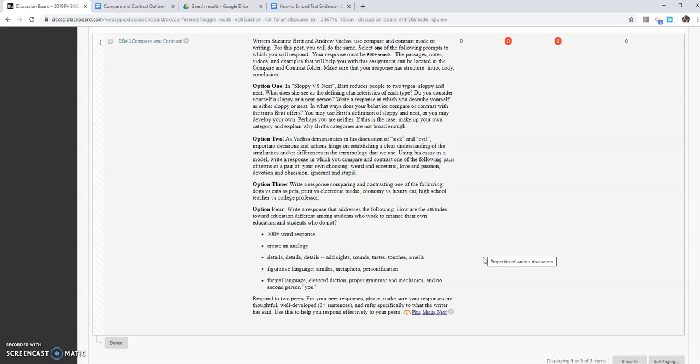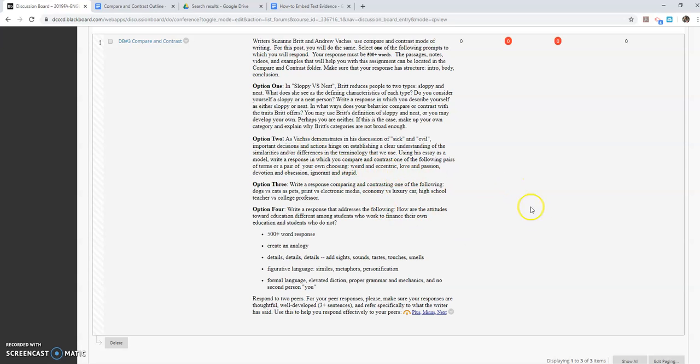And then your prompt is you will decide whether your behavior fits, and you will compare and contrast it to her definitions. Are you more neat? Or are you sloppy? Or do you have some sloppy qualities and some neat qualities? Did Britt not do a proper definition? Did she leave some terms out? And so that's what you would write about.